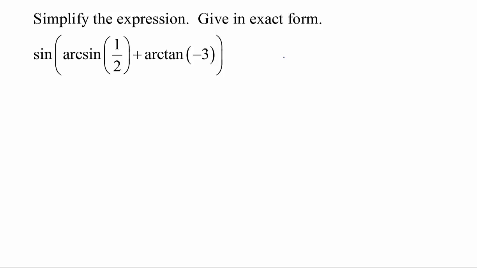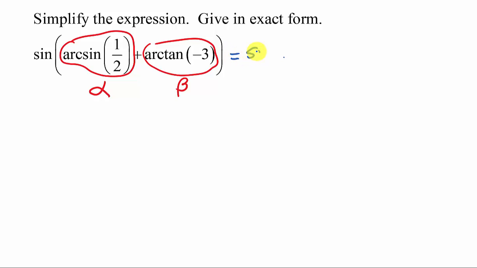So I'm going to simplify this expression. As I look at this, I remember that inverse functions equal angles. So I'm going to call that one alpha, and then this one I'm going to call beta. So I see that what I have is sine of alpha plus beta. So I'm going to use the sum formula for sine, and this is going to equal sine of the first angle cosine of the second angle plus cosine of the first angle sine of the second angle.